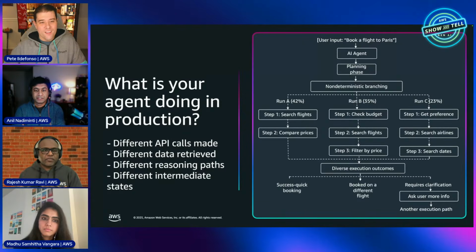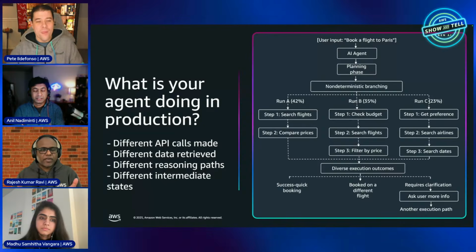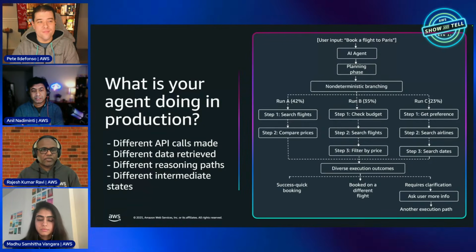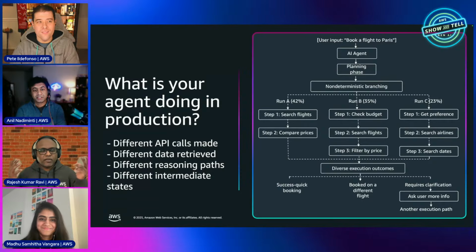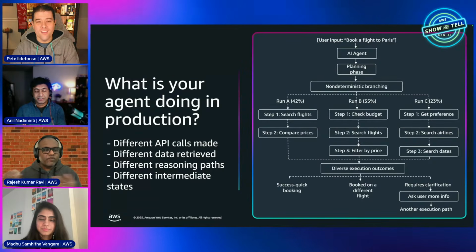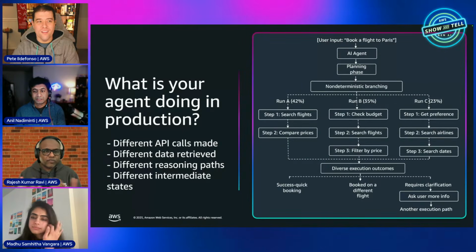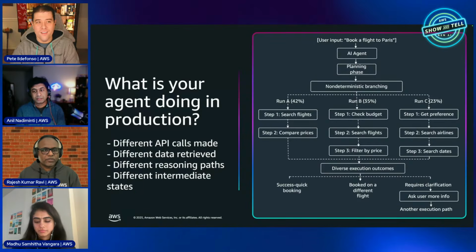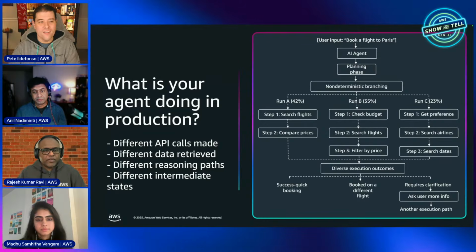But with agents, that's no longer the case. You are giving the agent some kind of a target, and you are letting the agent solve it in production. Scary, because it can call different APIs. It can do different data retrieval. It can take different reasoning paths, right? So you really do not know what it is doing. So where is the transparency coming from? It comes from the data that you get from observability.